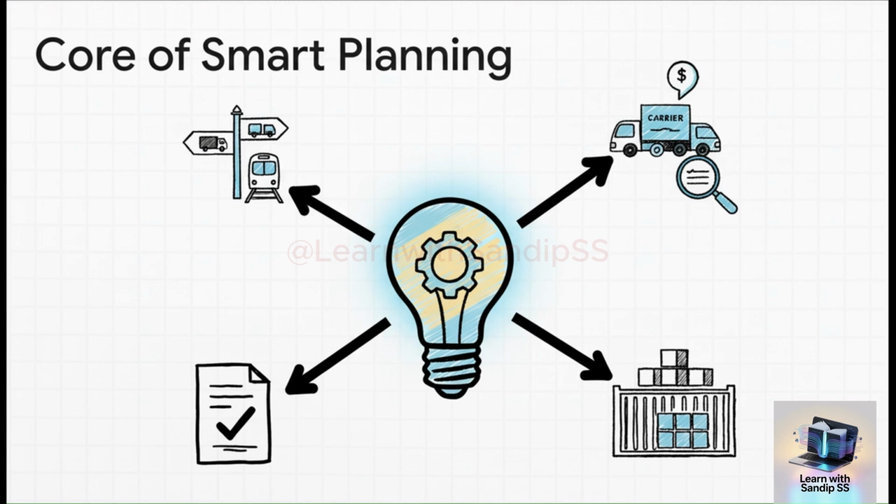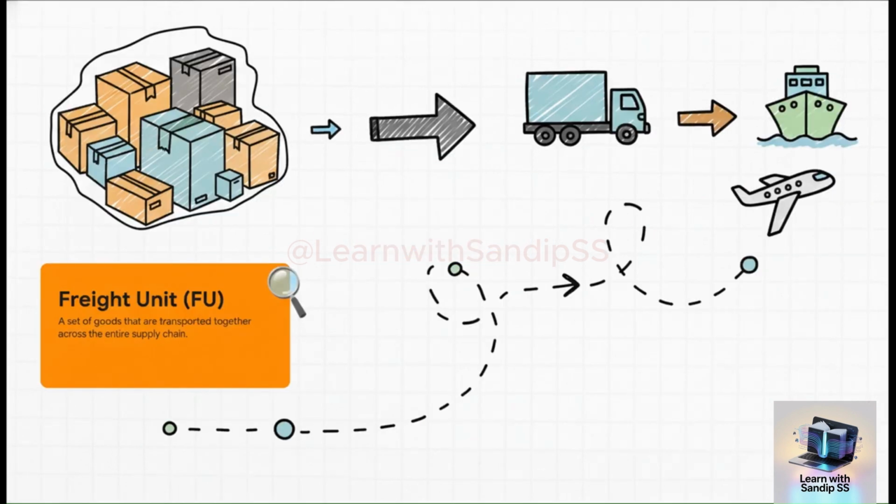It's asking all the right questions. Should this go by road, or maybe rail is better? Out of all our carriers, who's giving us the best rate for this specific trip? How can we pack this truck or this container to use every last inch of space? It crunches all those variables, and then, this is the cool part, it can automatically create and propose the most optimized plan.